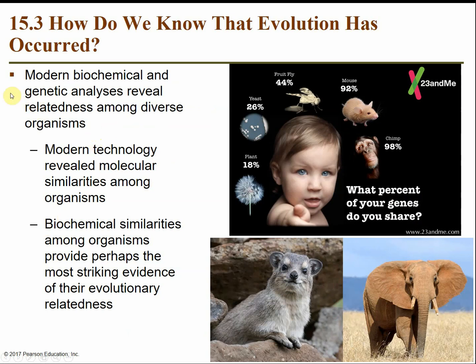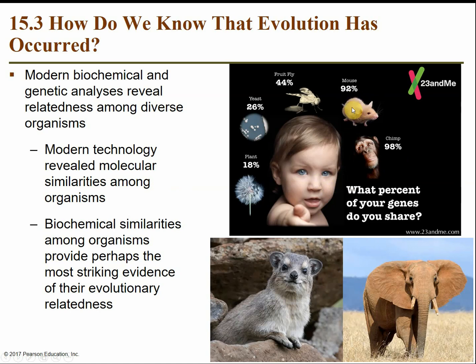So also our modern biotechnology, biochemical and genetic analysis reveal this relatedness among diverse organisms. So now we can kind of fill in the blanks of the entire evolutionary tree. So we notice lots of similarities, genetic similarities between different organisms. So generally, the more similar you are genetically, the more closely related you are to that organism. So like us humans, we share 98% of our DNA to chimpanzees. So they are our closest genetic modern relatives.